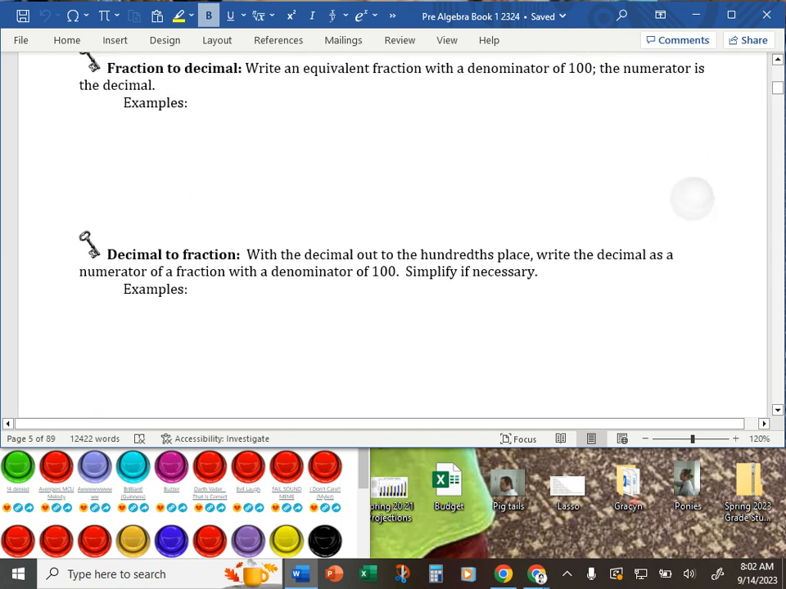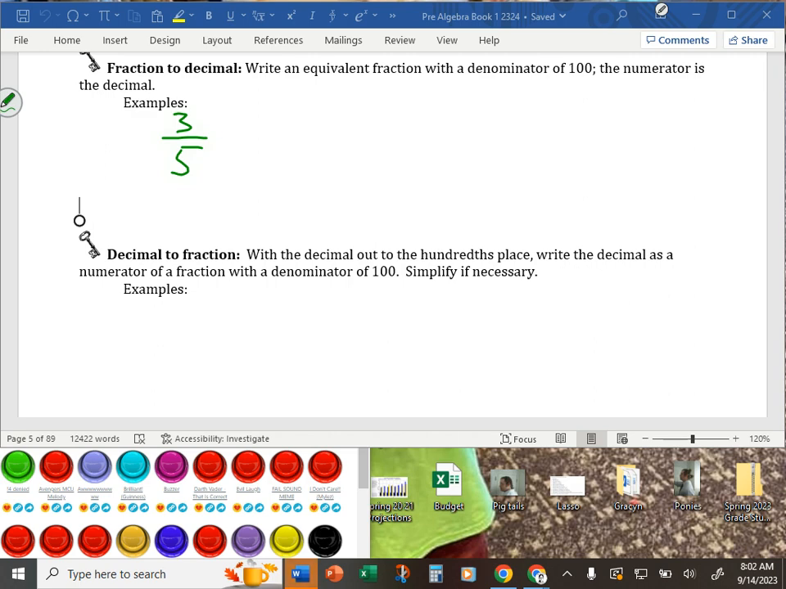Let's take the fraction 3/5. Okay? We want to write this as a decimal. Anyone remember how to do this last year? Gigi, what do you recall? Yes. Our goal is to get this to be a fraction over 100. And I'll explain why in just a little bit. So we're using equivalent fractions here.